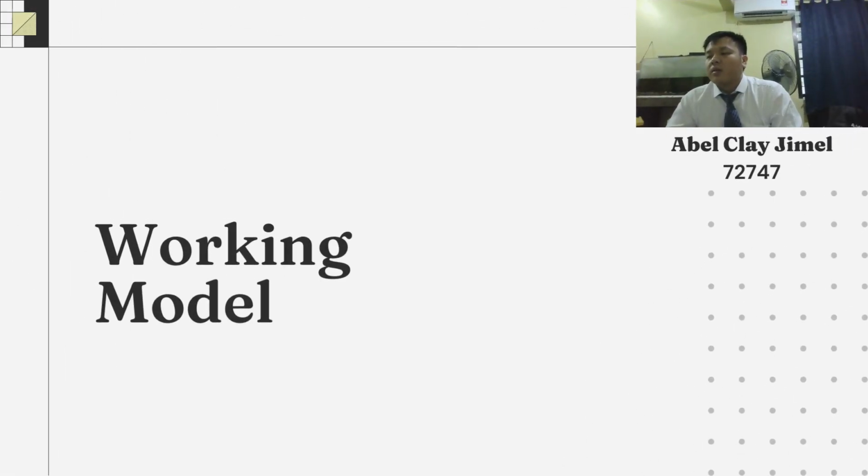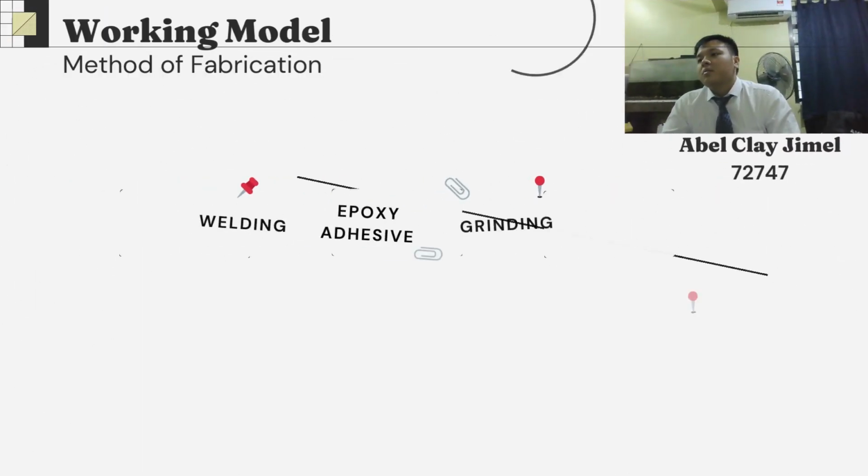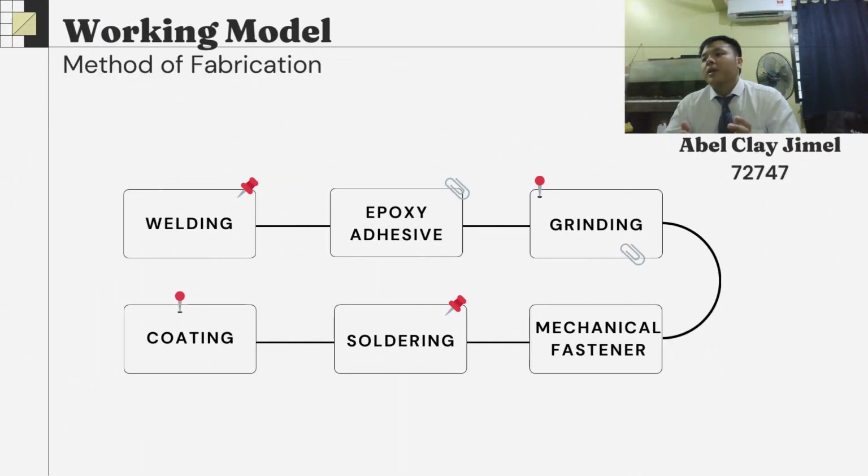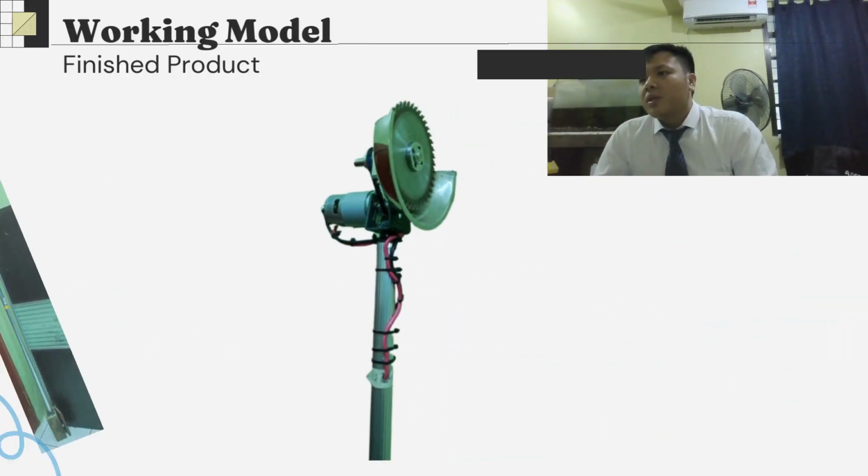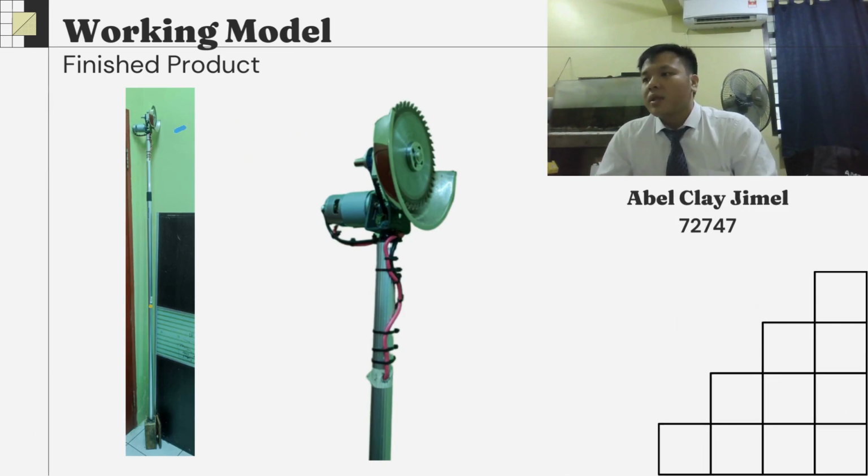So I will briefly explain our working model for this project. This is the method of fabrication. Fabrication involves welding, epoxy, adhesive bonding, grinding, mechanical fasteners, soldering, and lastly coating. This is the picture of our finished product for our project.